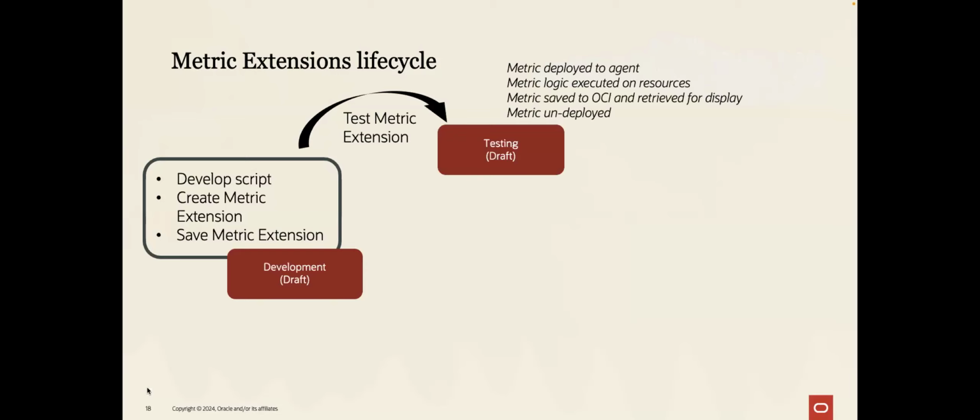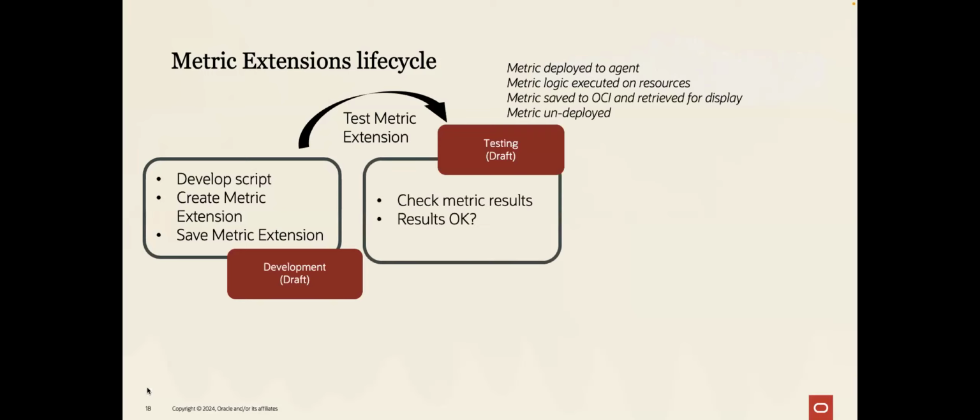During this phase, the metric is deployed to the management agent, and the command is then executed, and the results are sent back to OCI and retrieved for display in the UI. During this test phase, review the results of your metric extension. If you're unsatisfied with the results, you can continue to edit the command or update the script and then retest the metric extension on the same resource or on a new resource. Just remembering to always test against non-production resources.